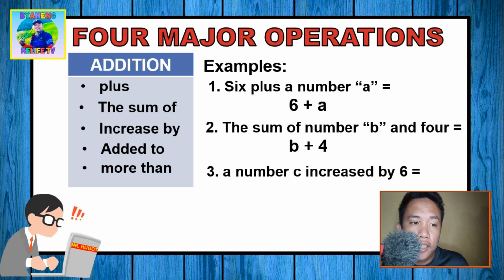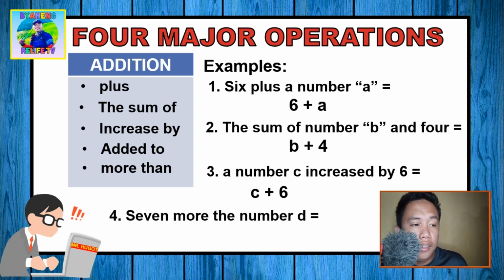A number increased by 6. So that will be c plus 6. 7 more than the number d. Ito guys sinasabi ko, pag may word na than, binabaligtad po natin. From, dapat ay 7 plus d, we have d plus 7. Okay? That's how we translate addition, guys. So, kailangan, guys, when we're translating them, kailangan alam po natin kung ano yung mga keyword na ginagamit natin. And those are the keywords, guys.